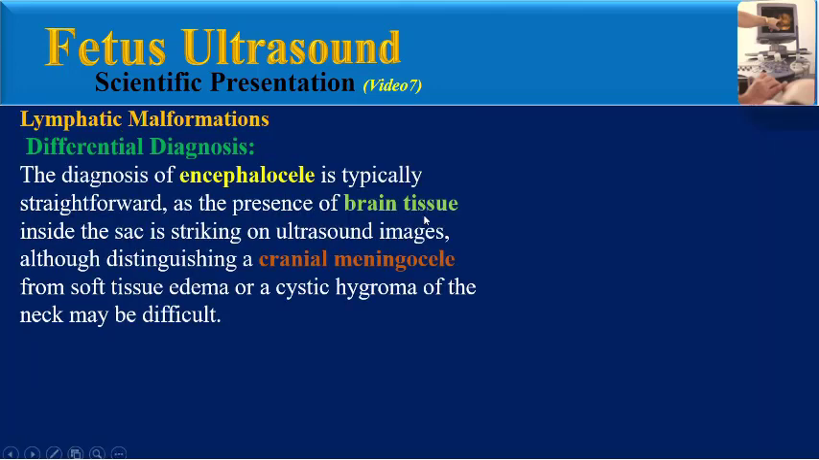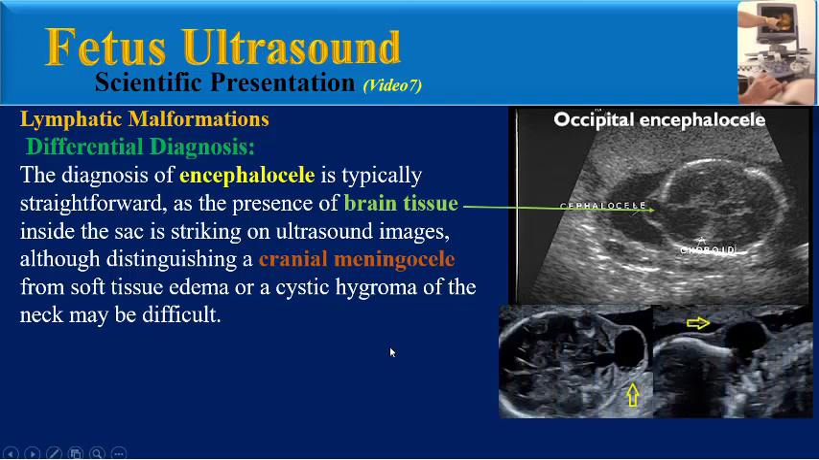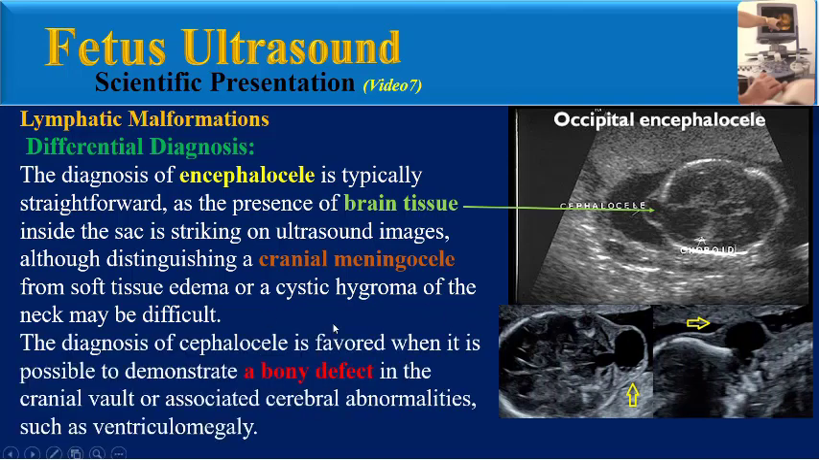The diagnosis of encephalocele is typically straightforward, as the presence of brain tissue inside the sac is striking on ultrasound images. Although distinguishing a cranial meningocele from soft tissue edema or a cystic hygroma of the neck may be difficult. The diagnosis of cephalocele is favored when it is possible to demonstrate a bony defect in the cranial wall or associated cerebral abnormalities such as ventriculomegaly.